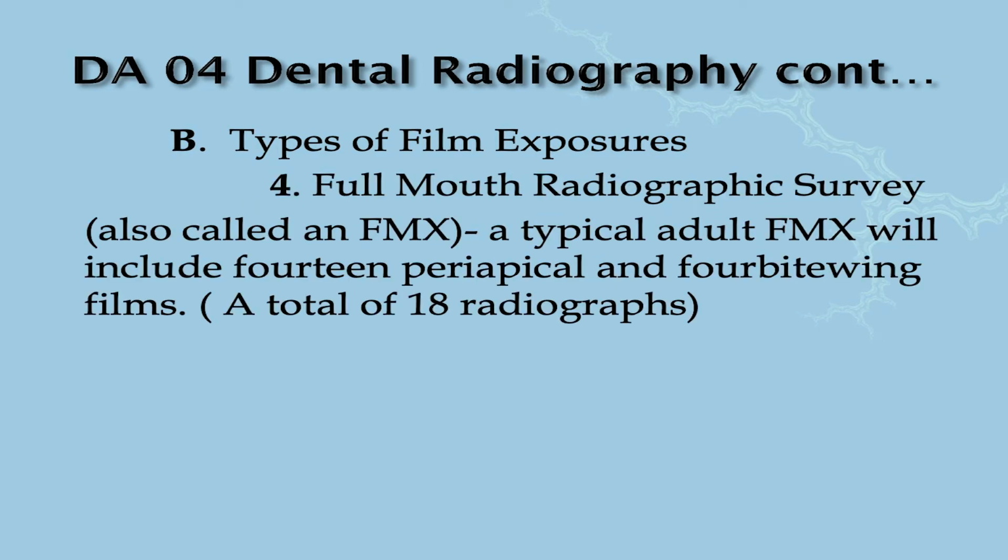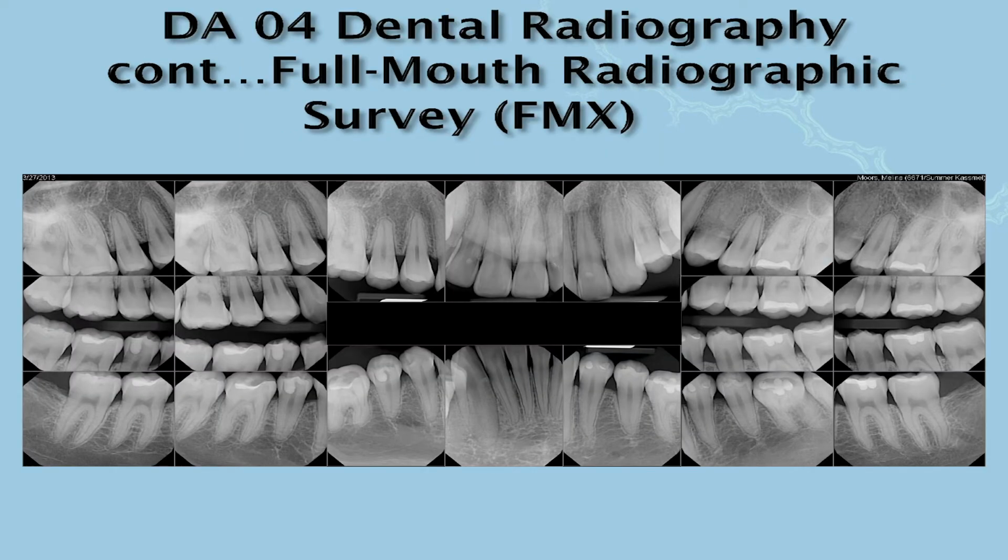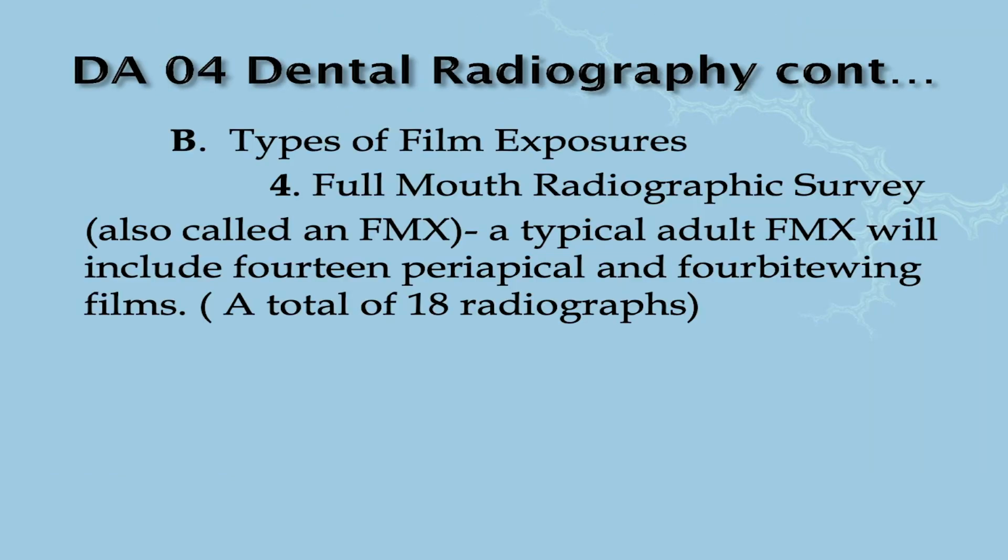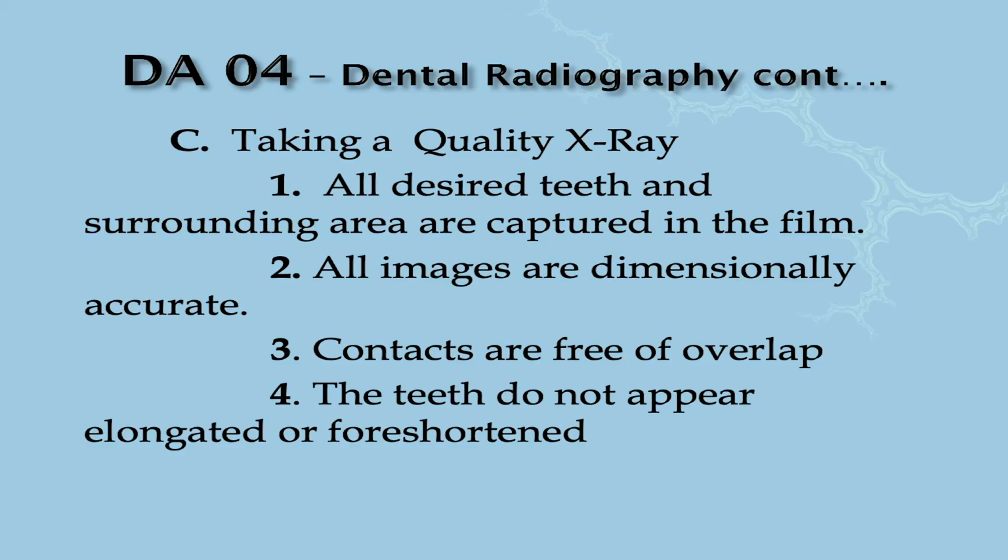The full mouth radiographic survey is also called an FMX, and it's a typical adult series of x-rays. It contains 18 total radiographs: 14 periapical and 4 bite wing radiographs. To take a quality x-ray, all desired teeth and surrounding areas should be captured on the film. All images are dimensionally accurate. Contacts are free of overlap, and teeth do not appear elongated or foreshortened.